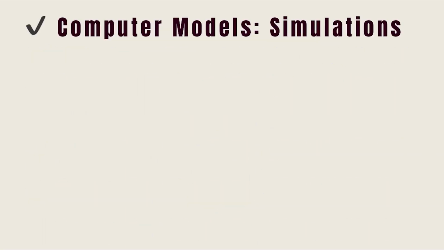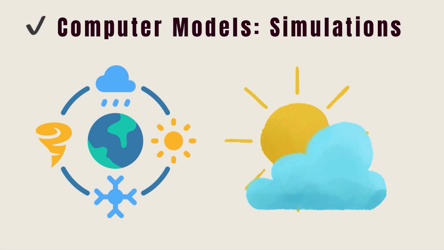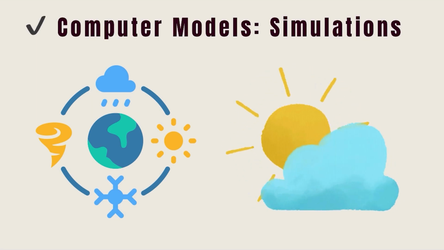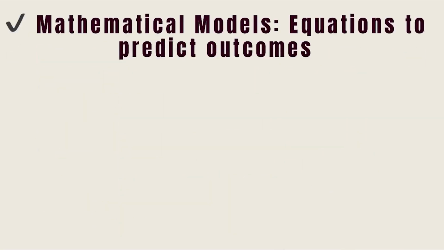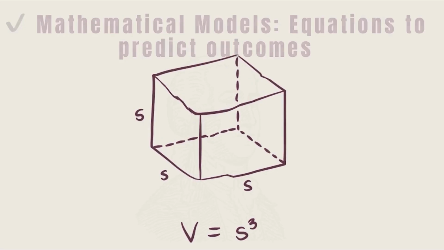The next model is the computer model. Computer models are simulations, from weather simulations to simulations of experiments, and this helps us to understand more about what is happening in that context. The next is mathematical models. Mathematical models are equations to predict outcomes. For example, we have the equation for volume, which is length times breadth times height. This model helps us calculate the volume of an object.